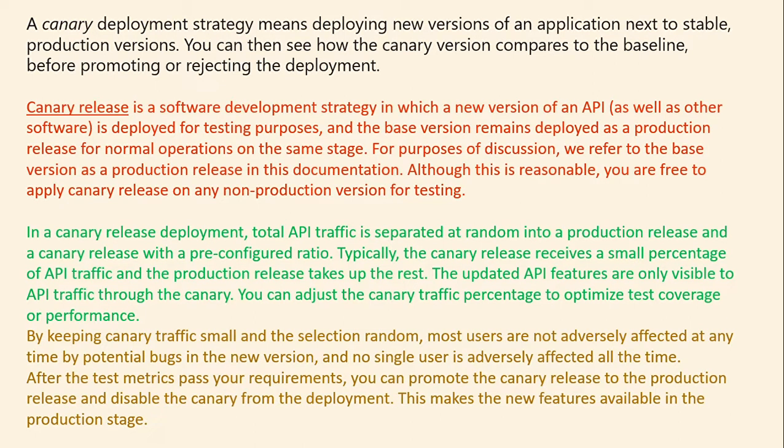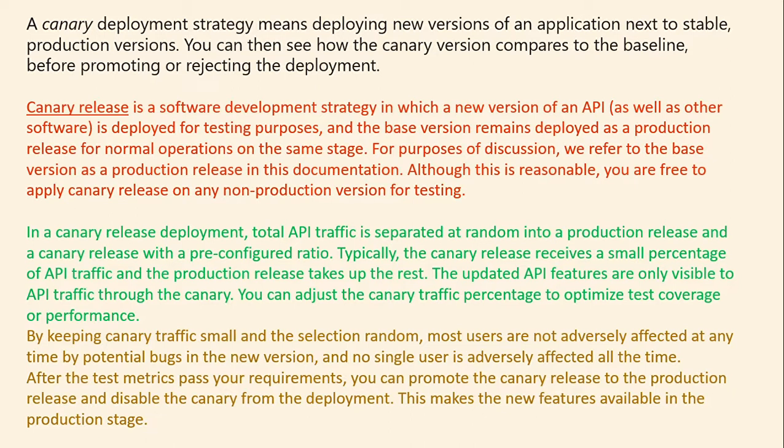In a Canary release deployment, total API traffic is separated at random into a production release and a Canary release with a pre-configured ratio. Typically, the Canary release receives a small percentage of API traffic and the production release takes up the rest. The updated API features are only visible to API traffic through the Canary release. You can adjust the Canary traffic percentage to optimize test coverage or performance.